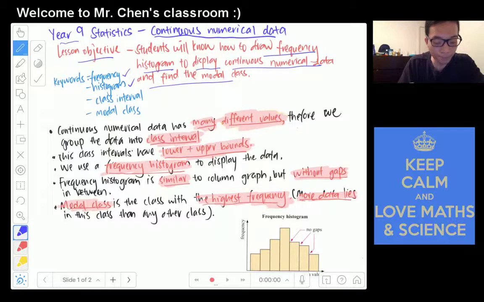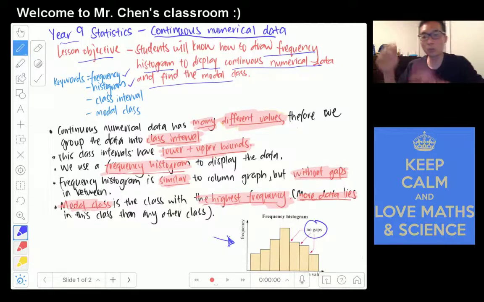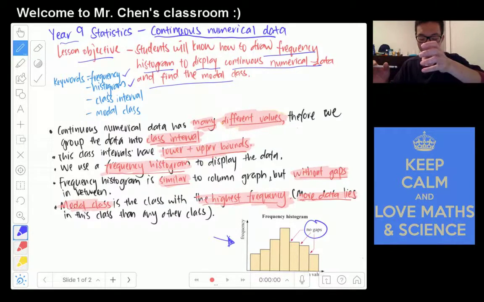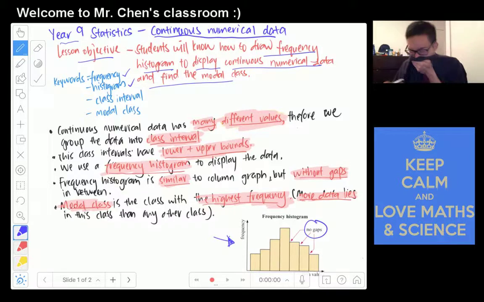Histogram. A histogram is right here. That is how a histogram looks, but to be specific, that is the frequency histogram. There's no gap between those columns, compared to your column graph, which is different.